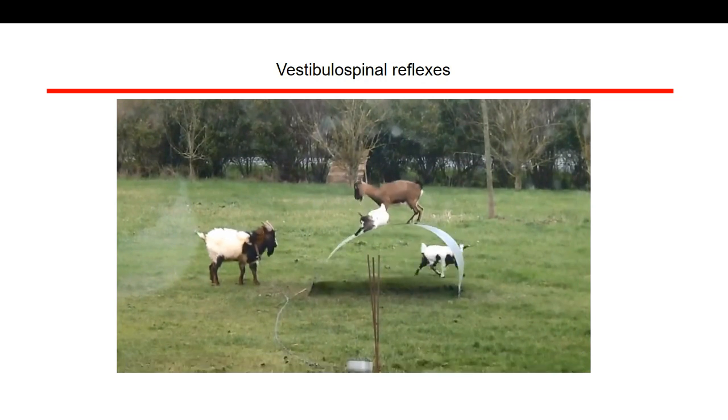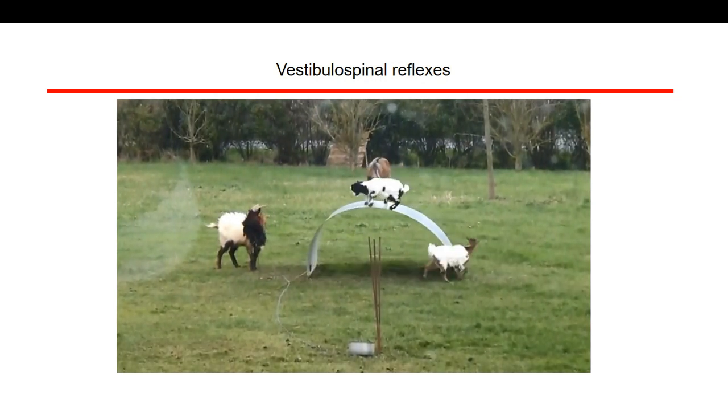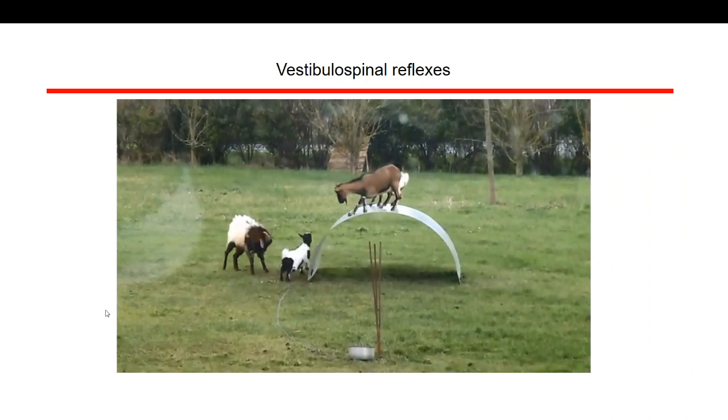Here we see an example of some goats experiencing lots of unexpected movements. Yet they have no trouble standing upright thanks to the vestibulospinal neurons.